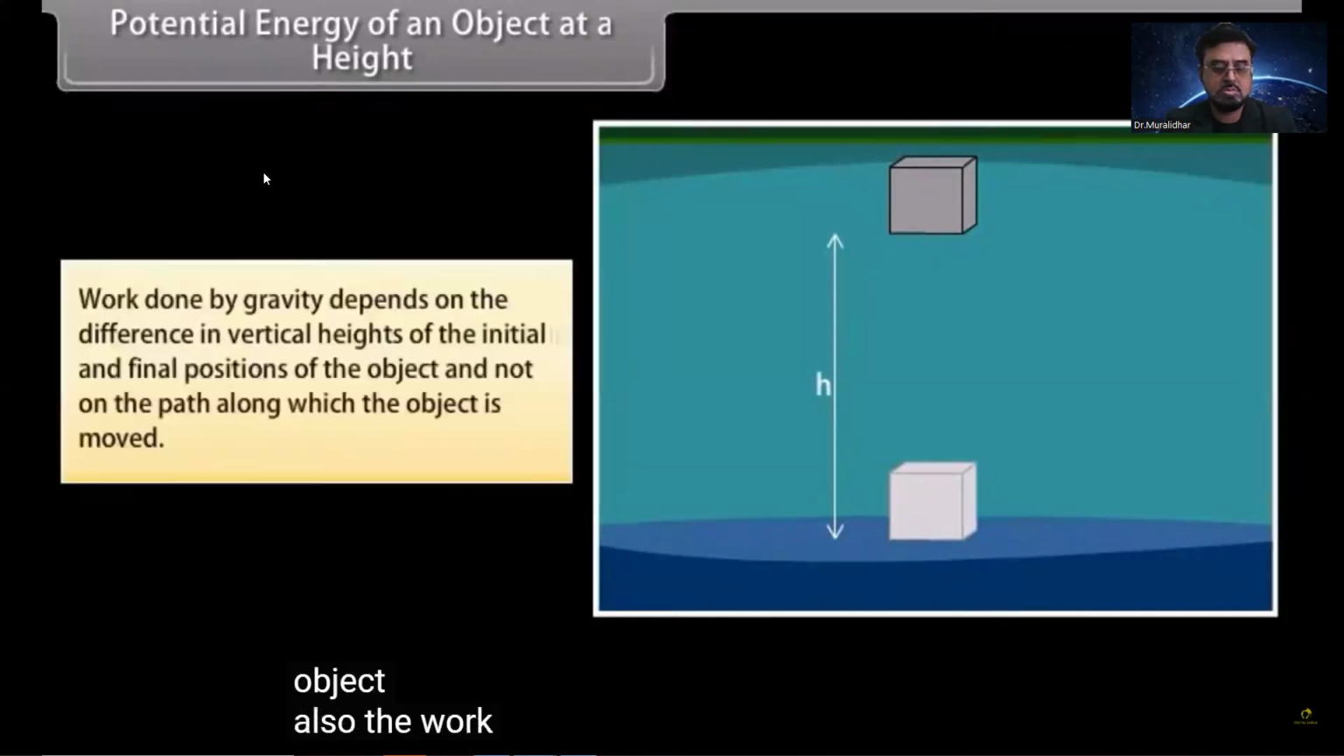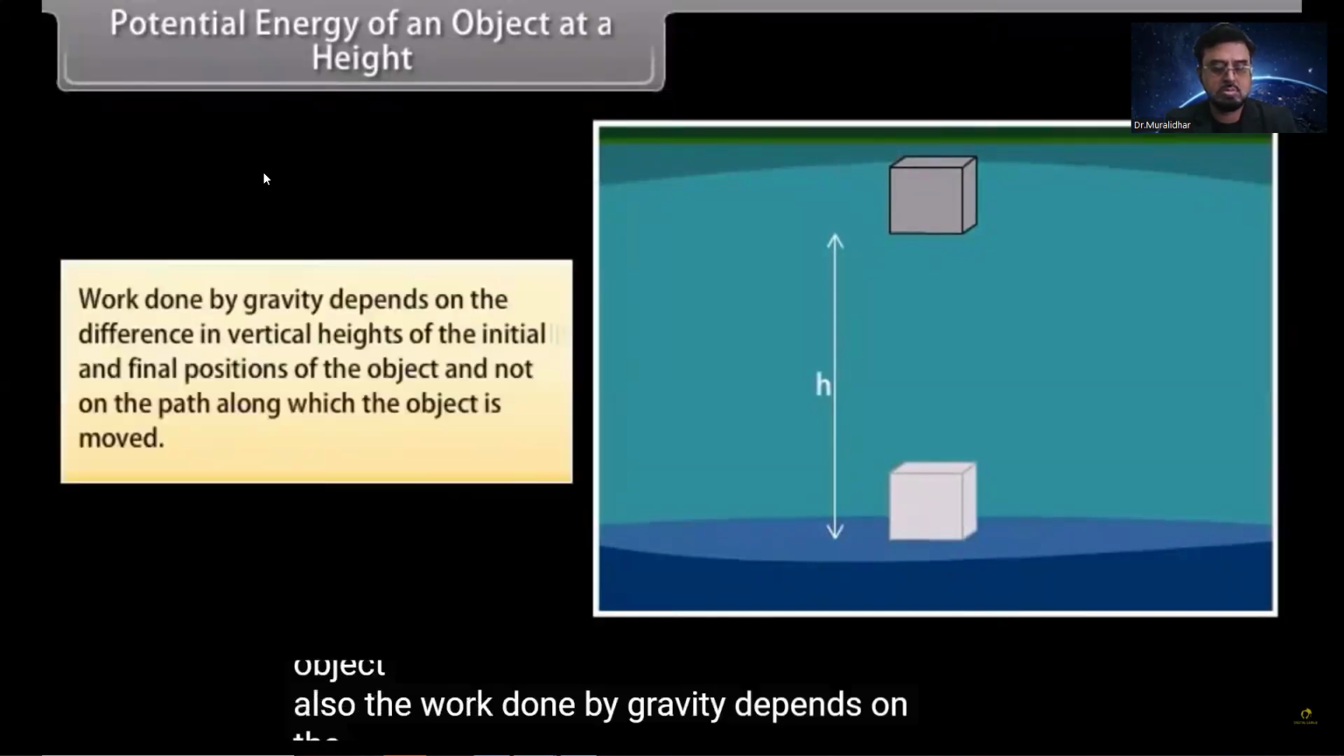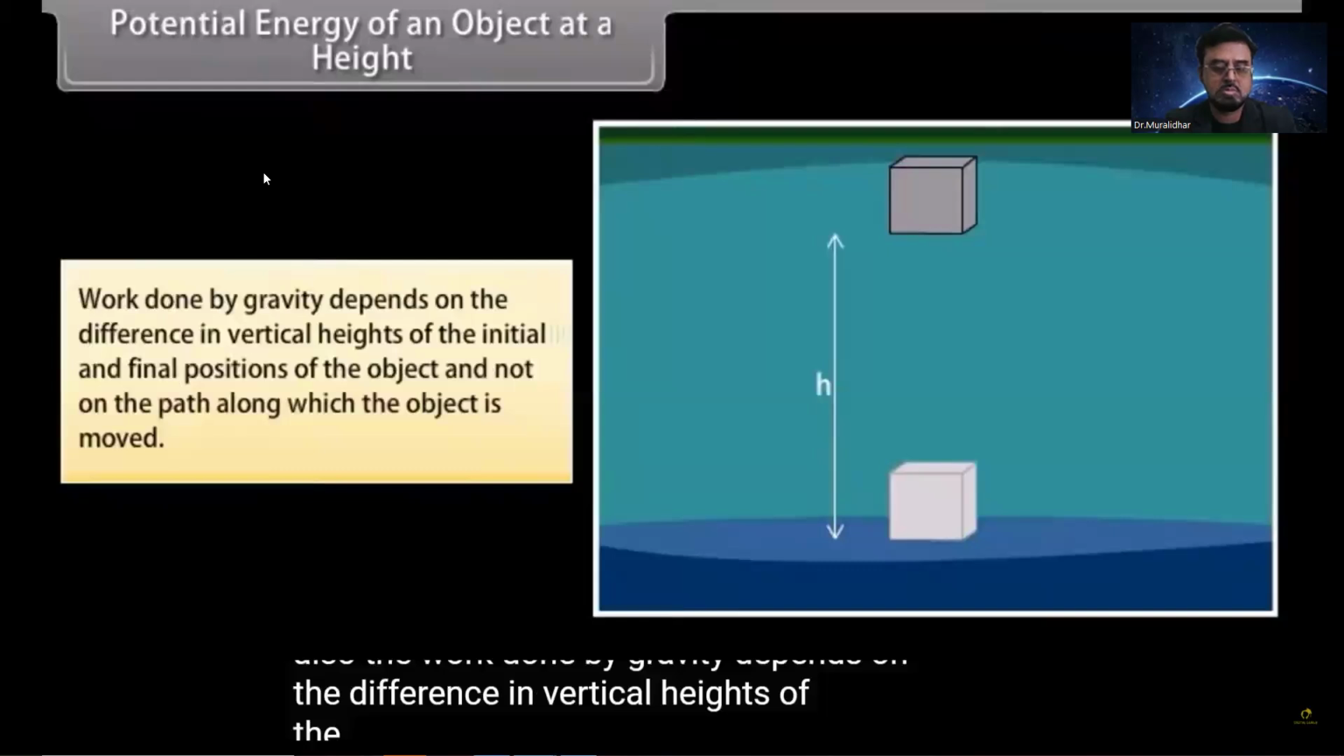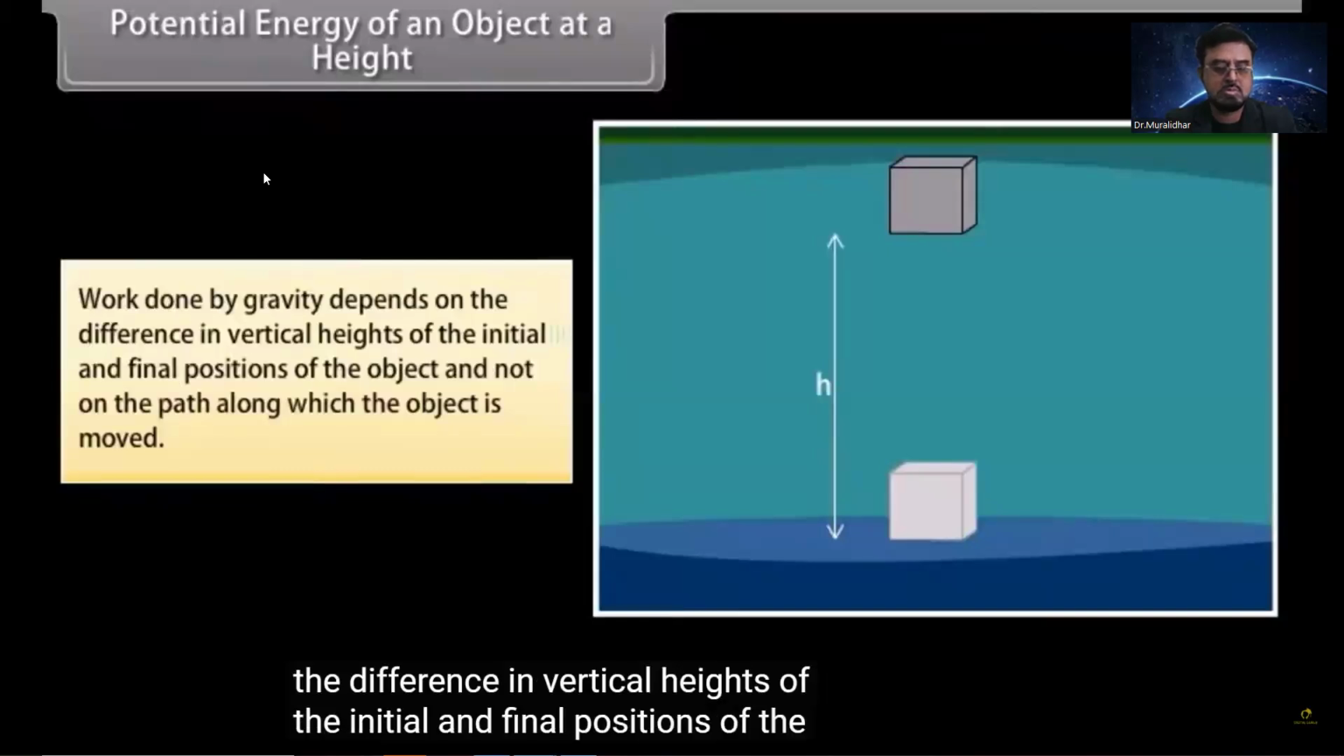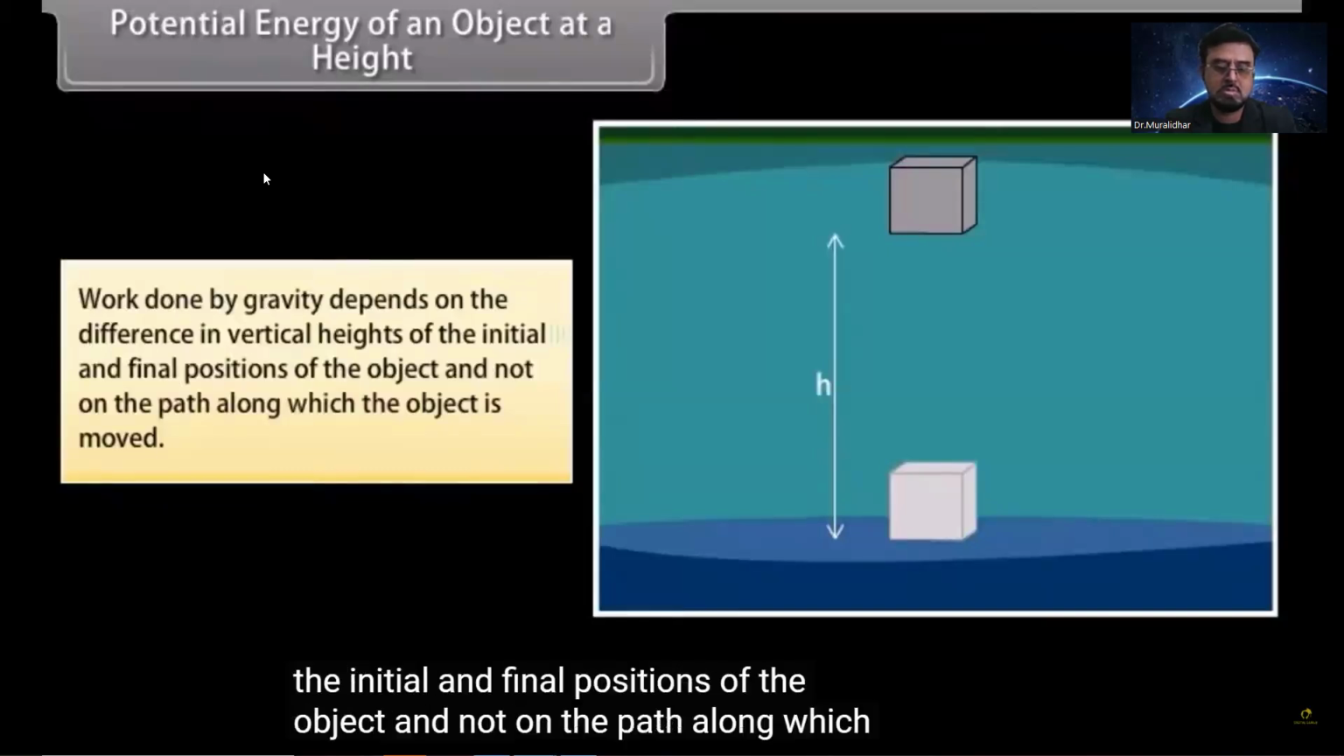Also, the work done by gravity depends on the difference in vertical heights of the initial and final positions of the object, and not on the path along which the object is moved.